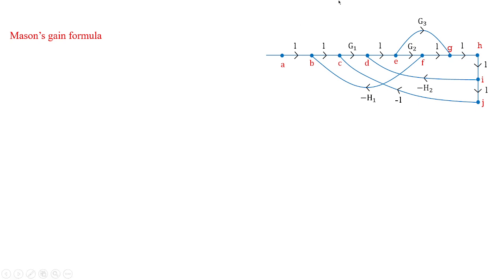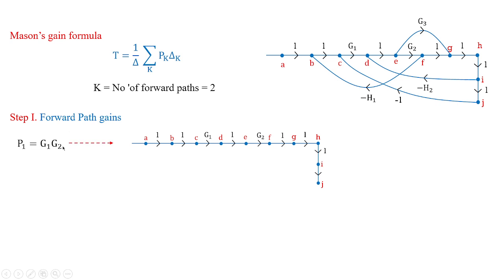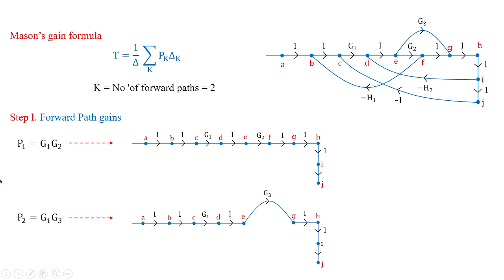So this is the graph that we have drawn. From Mason's gain formula, T is equal to 1 by delta sigma of Pk delta k. Now clearly we have here two forward paths. Forward path is a path which starts from one node and it ends at another node without feedback path. So number of forward paths are 2. The forward path gains are nothing but P1, which is given by G1 G2, because 1 is multiplied with G1 and G2, and the rest of the values are 1. Similarly, another forward path starting from node A to J and overlapping node F, and you're going to get the value of P2 as G1 G3.